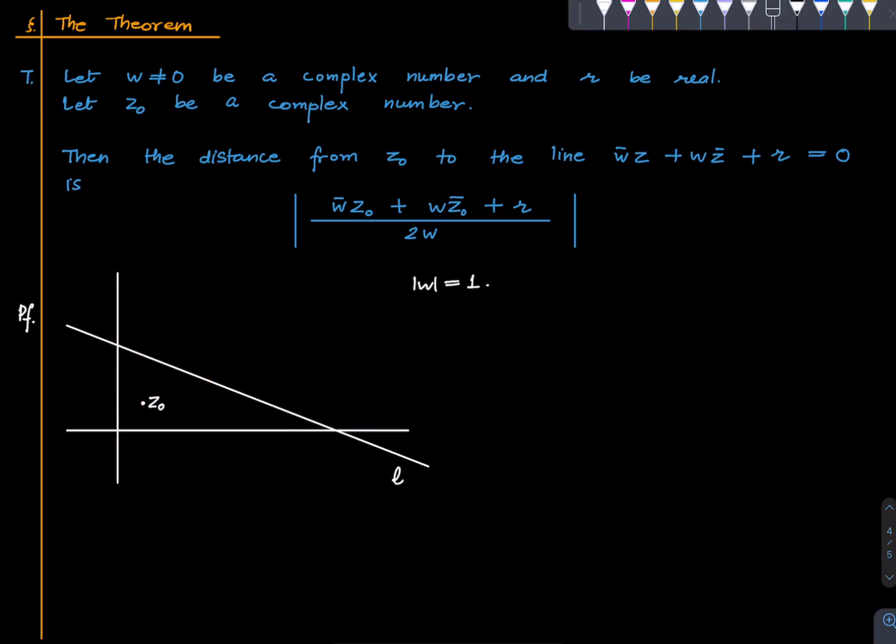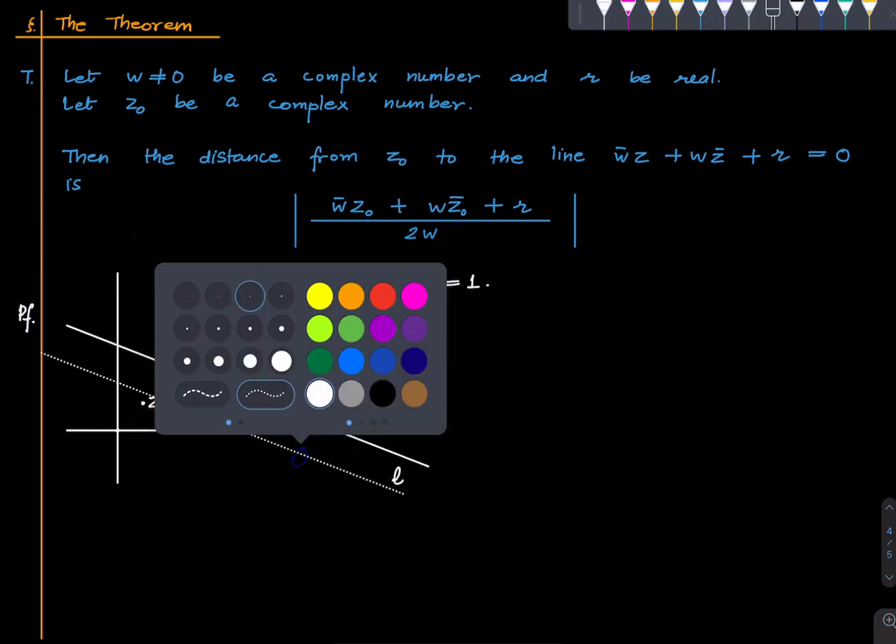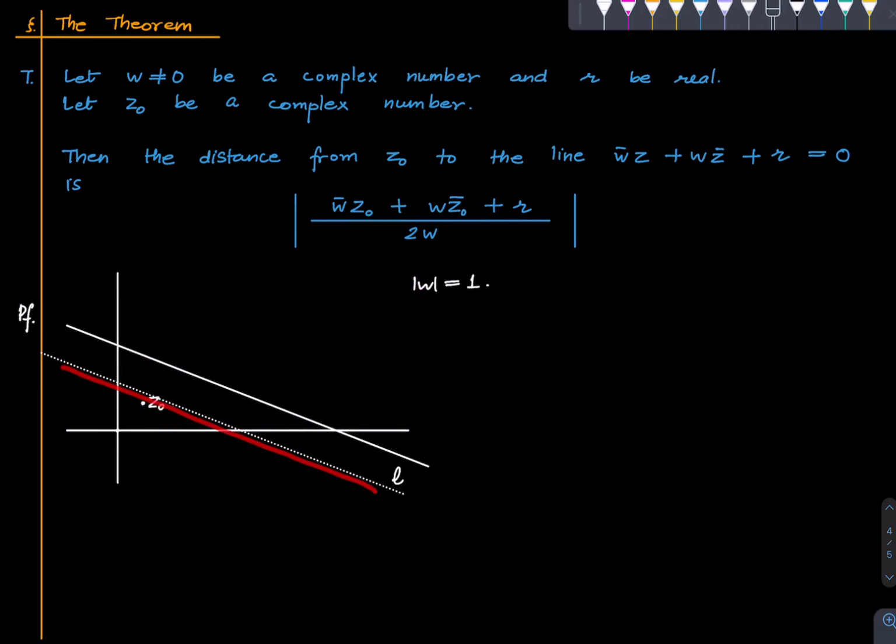Okay. So what we will do is we will translate this line by z0 in the negative direction, meaning we will translate this by minus z0. So that's what we will do. And let me draw a picture. So this is the translated line, and we are interested in this distance.